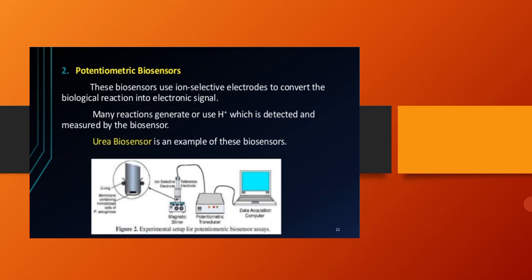The potentiometric biosensor uses the ion selective electrode. This is the important point. The ion selective electrode will convert the biological energy into electronic energy. All right, an example of this biosensor is the urea biosensor.